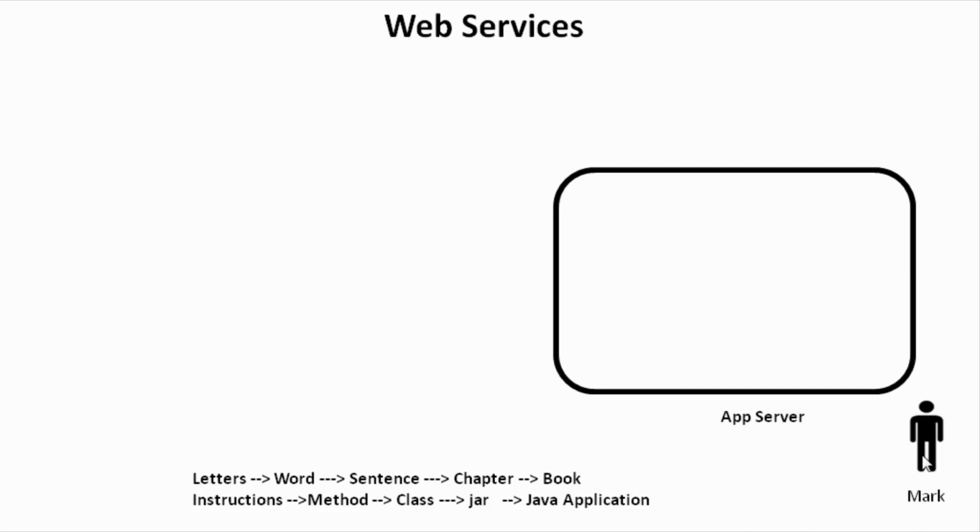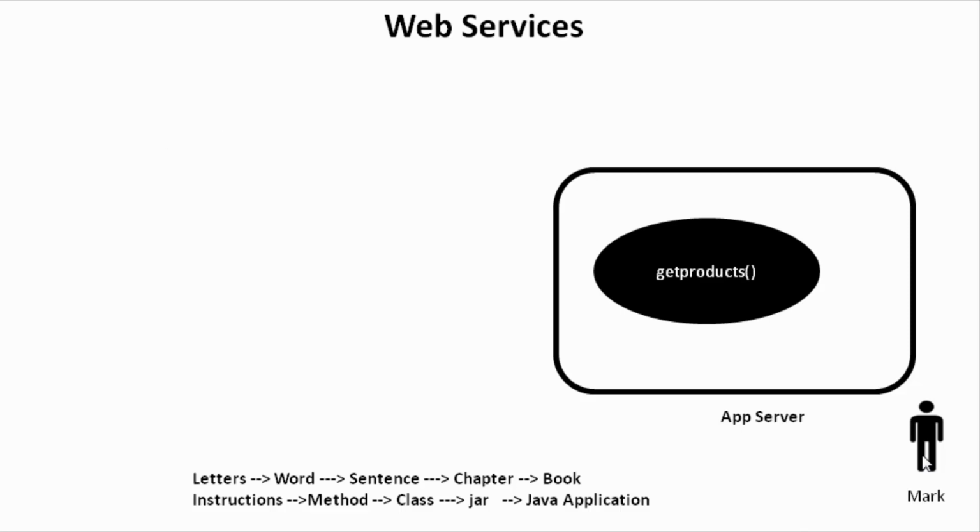On that, he has created a method called get products. Again, this is a method; a set of instructions is a method. He has deployed it on this particular app server. Now, a method is a set of instructions which can be executed. So if I execute this method called get products, what would be the output? It will give you the list of products. That's why this method is created: it will get the products, or list down the products.